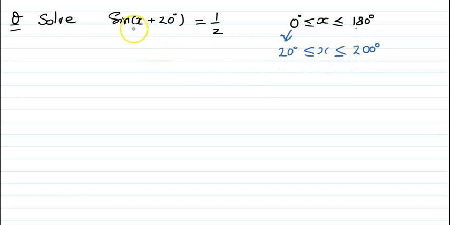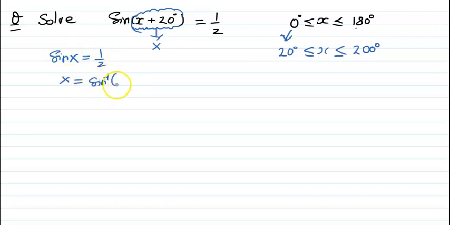Our first step is to assume x plus 20 as X. So sine X is 1 by 2. X equals sine inverse 1 by 2. Because it is in degrees, your calculator should be in degree mode. Sine inverse 1 by 2 is how much? 30 degrees. Now draw the quadrants.